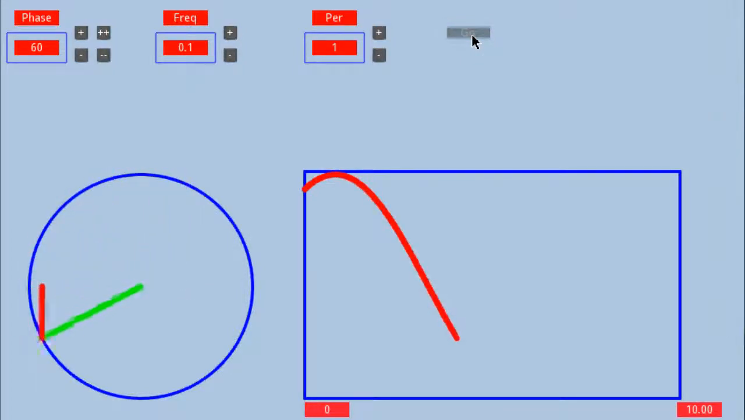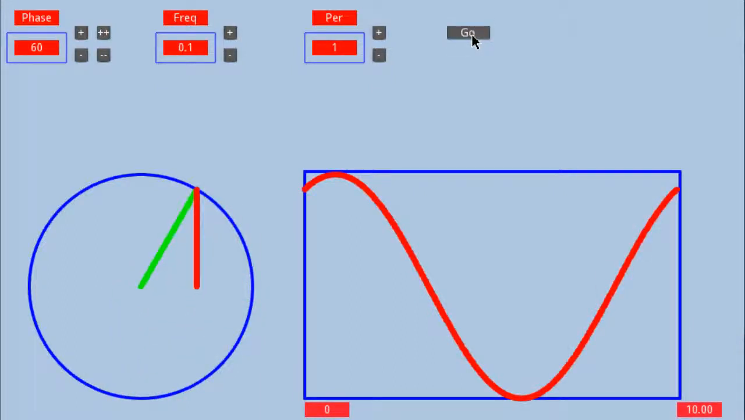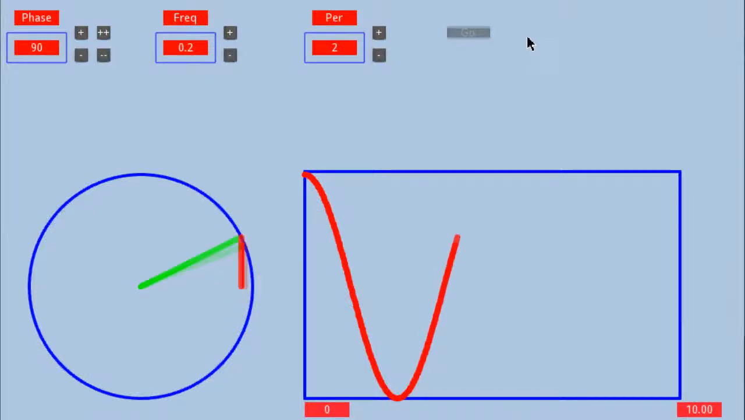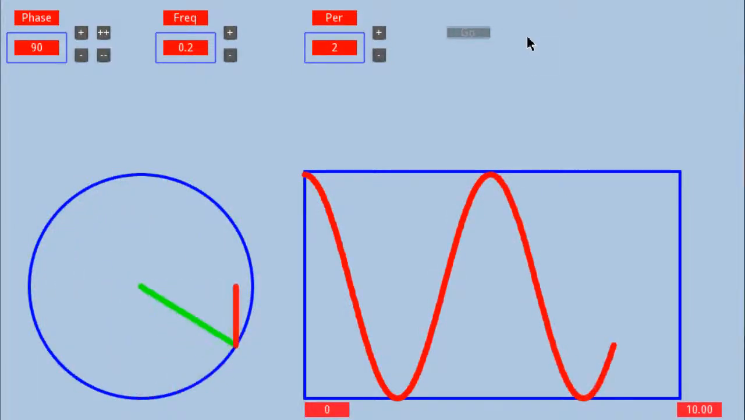For the case we have a frequency of 0.1 Hz, each 360-degree revolution is 10 seconds. Thus, if we only display one period, this is the final time. For the case frequency is 0.2 Hz, each complete revolution or period is 5 seconds. If we display two complete periods, PER is 2. The final time is again 10 seconds.